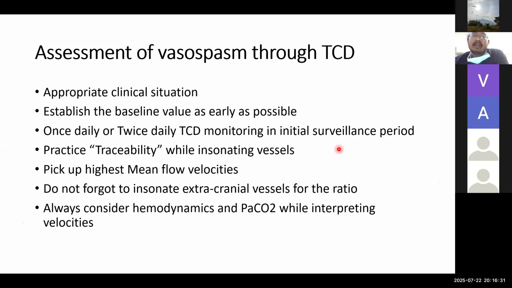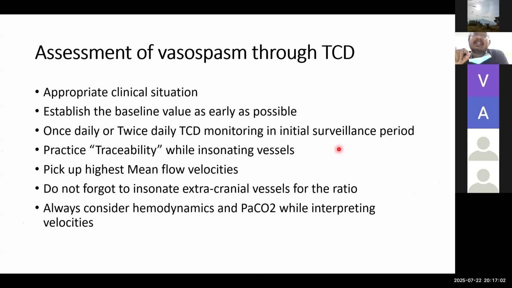So if you just measure at one point, you are likely to miss vasospasm at a place where it is actually happening. Okay. So what ideally we do is we measure at least 4 points in the entire proximal MCA course. So traceability is something very important. Otherwise, there are more chances that we miss vasospasm. And when you are measuring sequentially the velocities from proximal to distal or distal to proximal, usually the point at which you get the highest mean flow velocities is the point of vasospasm.